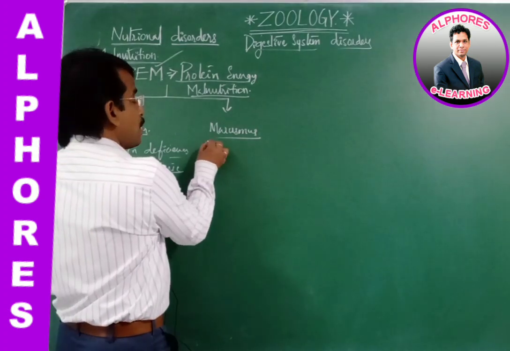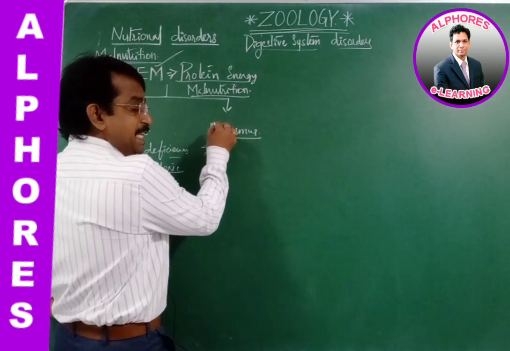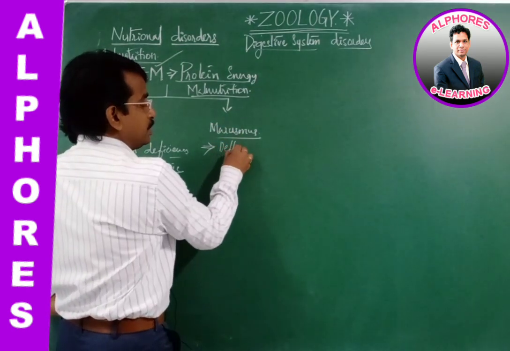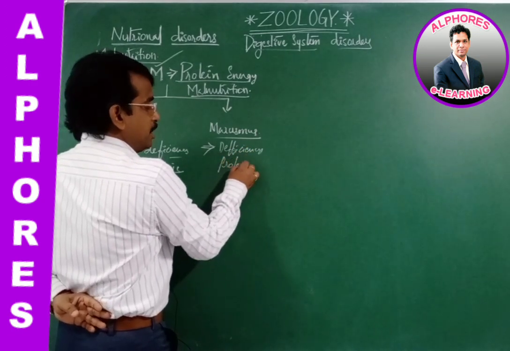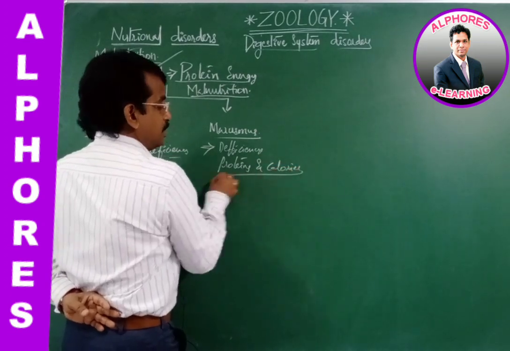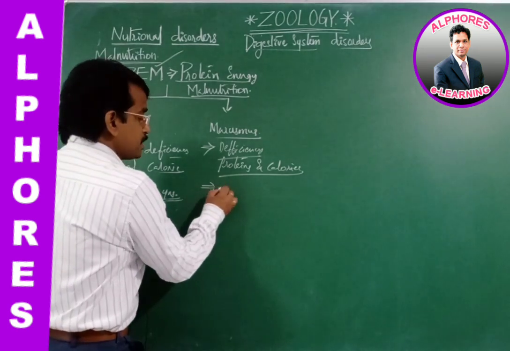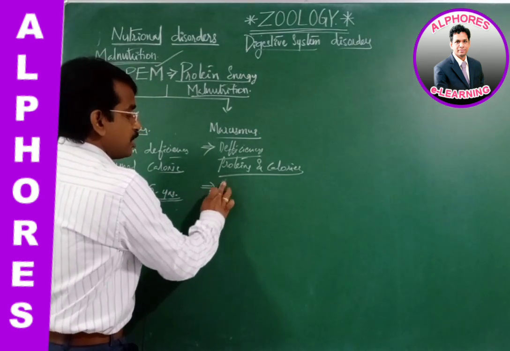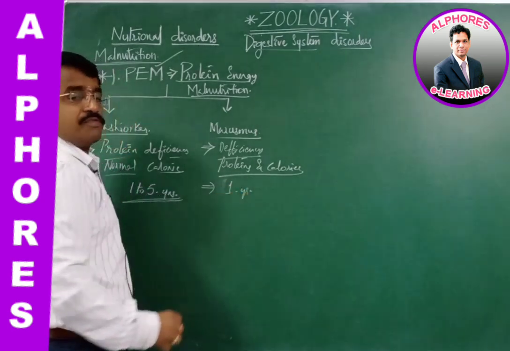Whereas marasmus is the nutritional disorder of the deficiency of proteins as well as calories. That is what we say is marasmus. It happens with children of 1 year of age.